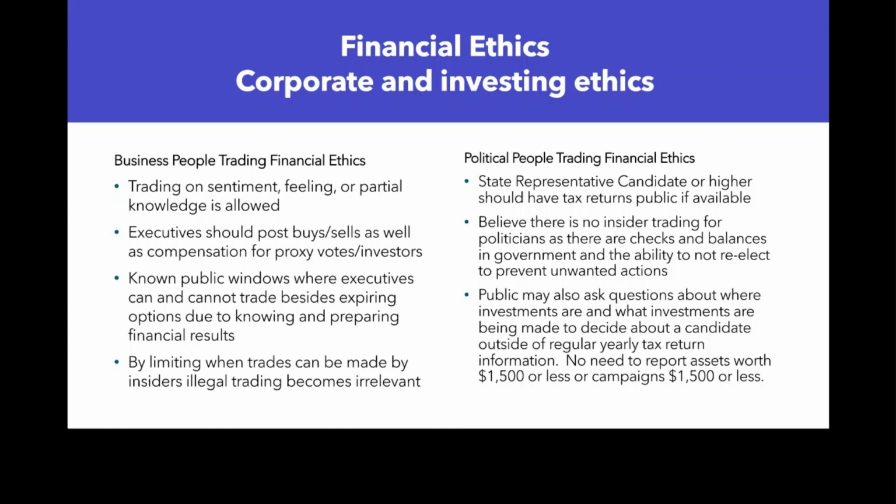By limiting when trades can be made by insiders, illegal trading becomes irrelevant. So if you're limiting it so they can only trade in November or January, when they're not around the financial number release, then illegal trading basically becomes irrelevant.